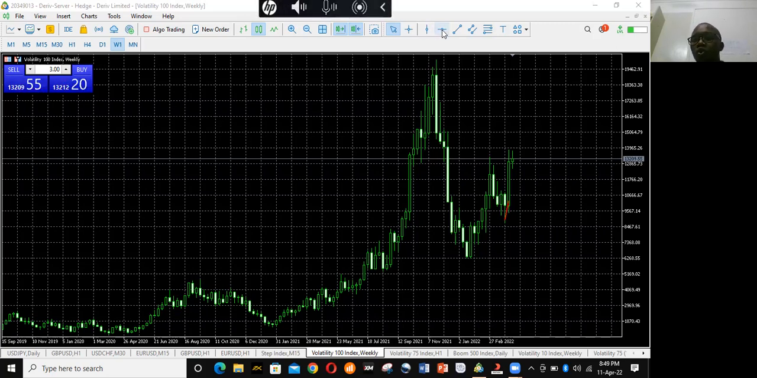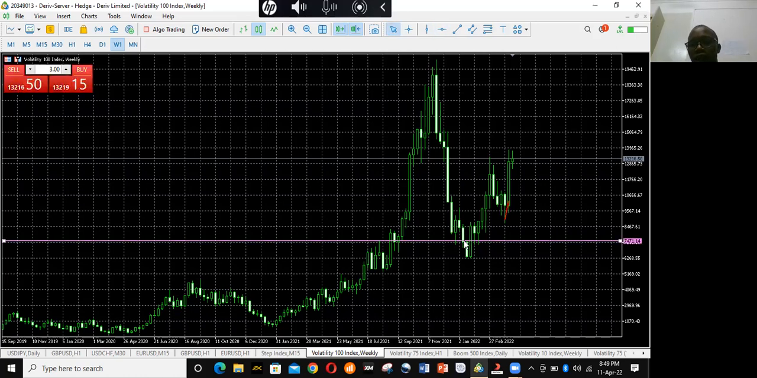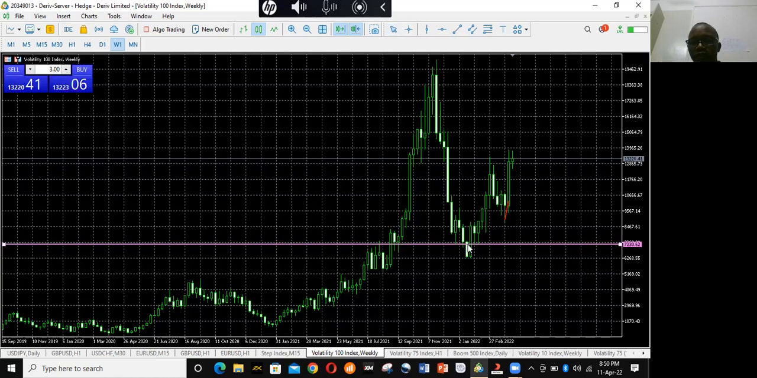Here, what we'll do, you first analyze. We want to know the support. We will call it the major support level. The major support level, you analyze from the right to the left. From below up to the left. From the right to the left.